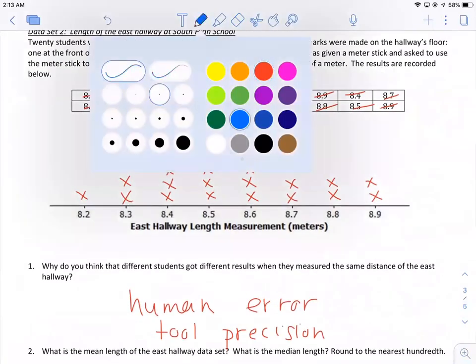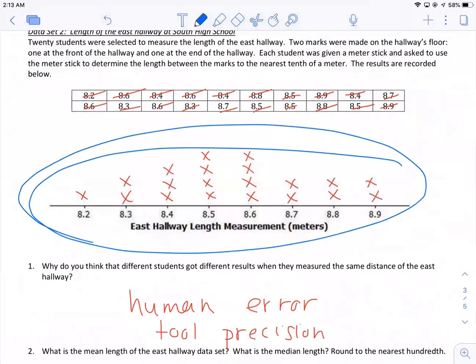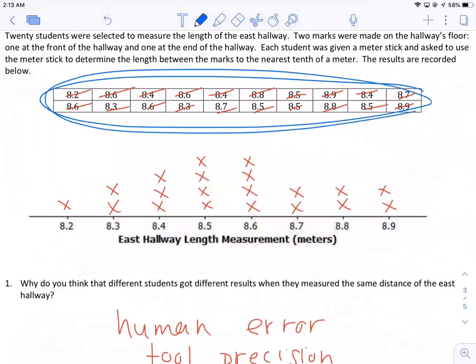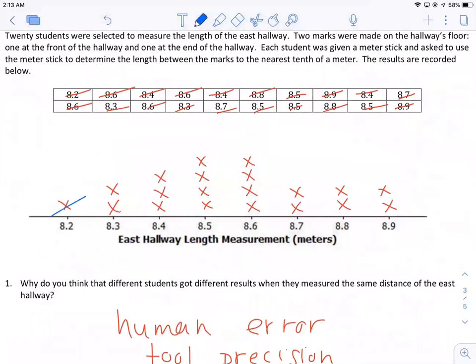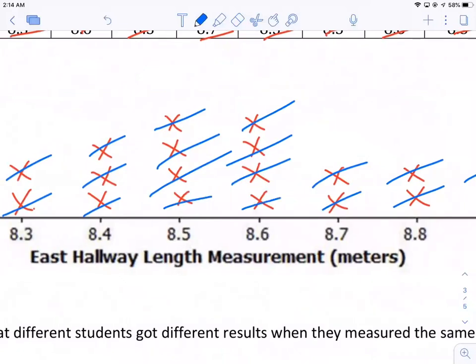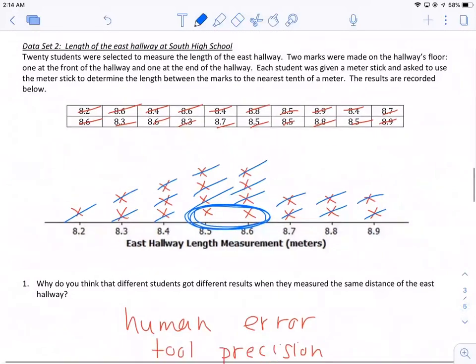I'm going to be using the graph or the dot plot, because over here our data is not organized from least to greatest. So I'm going to start crossing out over here. I'm going to cross out 1, 2, 3, 4, 5, 6. Then cross out 6 from the other end. 1, 2, 3, 4, 5, 6. One from there, 1 from there, 1 from here, 1 from here, 1 from here, 1 from here. And then I don't want to cross out these last 2 because then I have no data left. So these are my middle 2 values, 8.5 and 8.6.